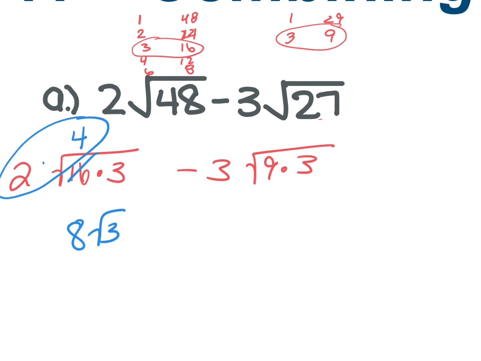So now I come over here. Minus, what is the square root of 9? 3. Then I multiply these two numbers. So 3 times 3 is? What do you guys notice now about what we just did?